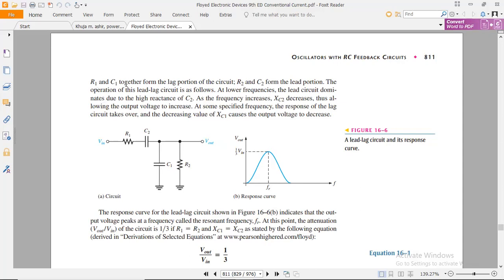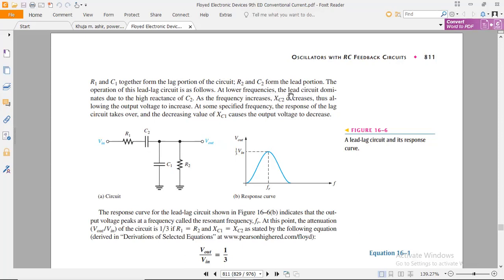R1 and C1 together form the lag portion of the circuit. R2 and C2 form the lead portion. So the lagging and leading would be controlled by this phenomenon. The operation of this lead lag circuit is as follows.